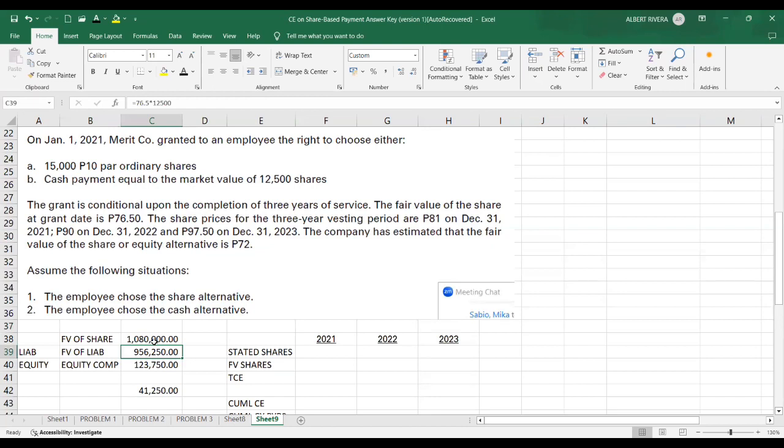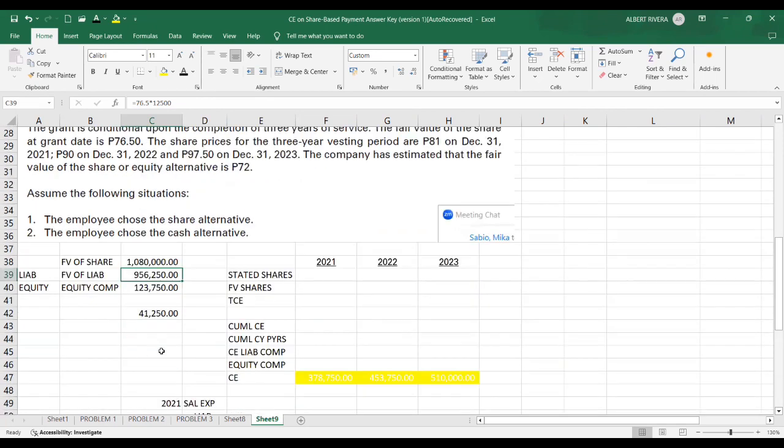Okay? So, however, class, wala naman eh. So that would be your fair value now at the date of grant. Okay? So that is now 12,500 shares times the fair value of the share at the date of grant, which is 76.50. And that would now be the liability component. And the equity component now is the residue. 1,080,000 minus 956,250. This is now the equity component, 123,750.